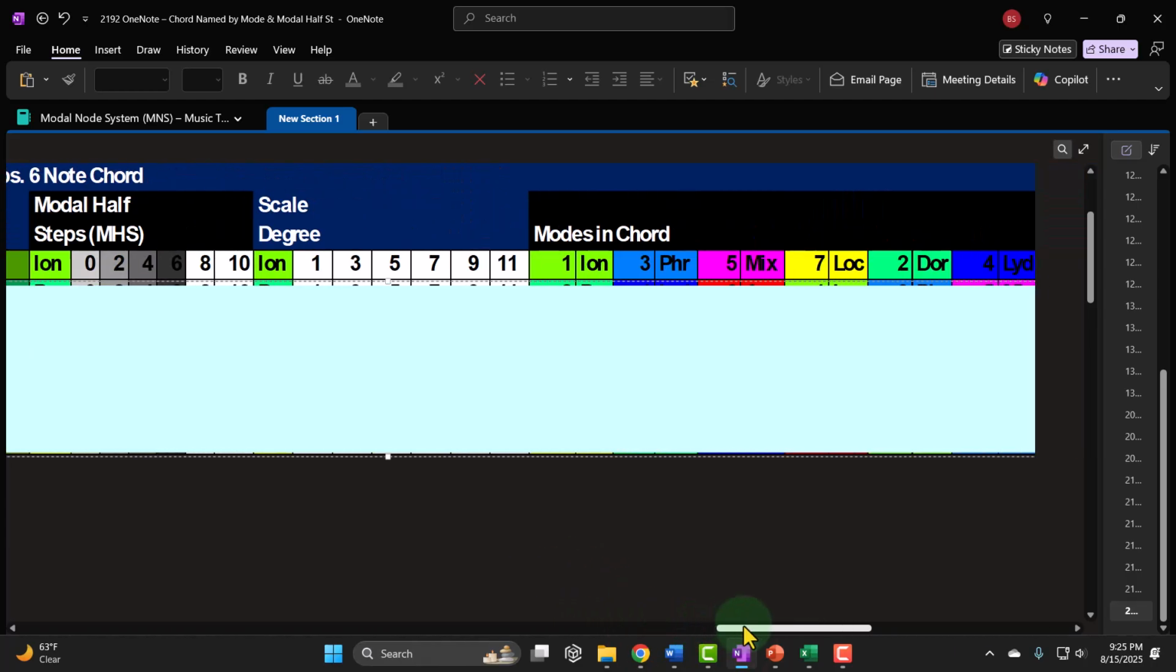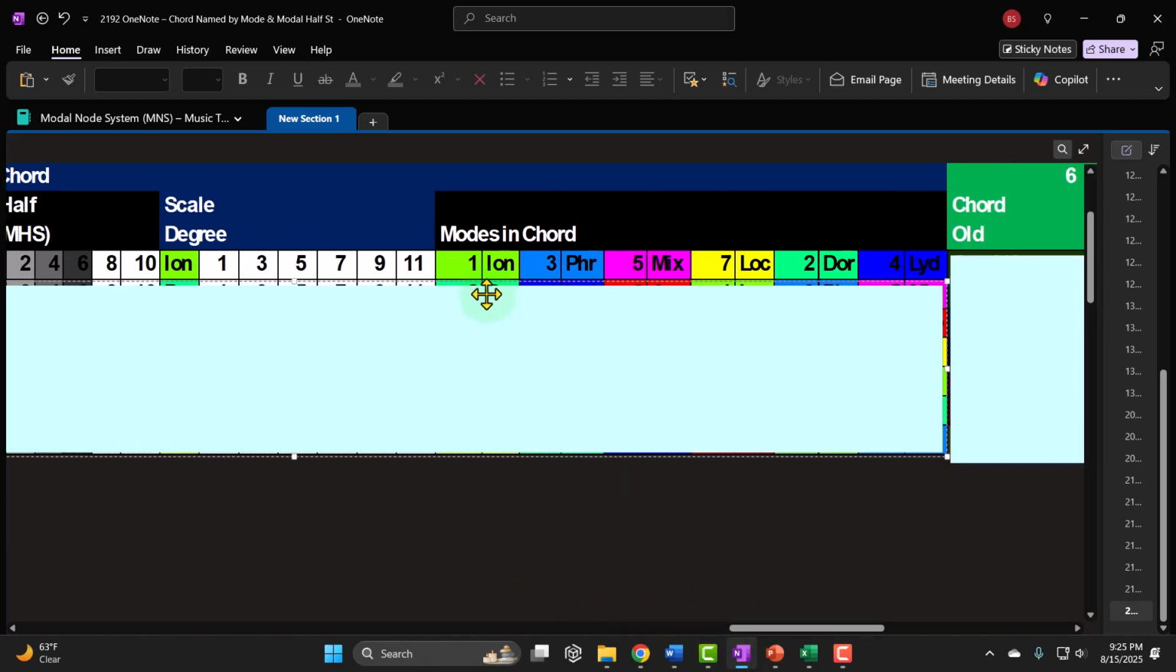Or in other words, if I start on the 1, it's going to be plus 2 is 3, plus 2 is 5, plus 2 is 7, plus 2 takes us back to 2 because there's only 7 notes, and plus 2 gets me to 4, right? So it's a 1, 3, 5, 7, 2, 4.